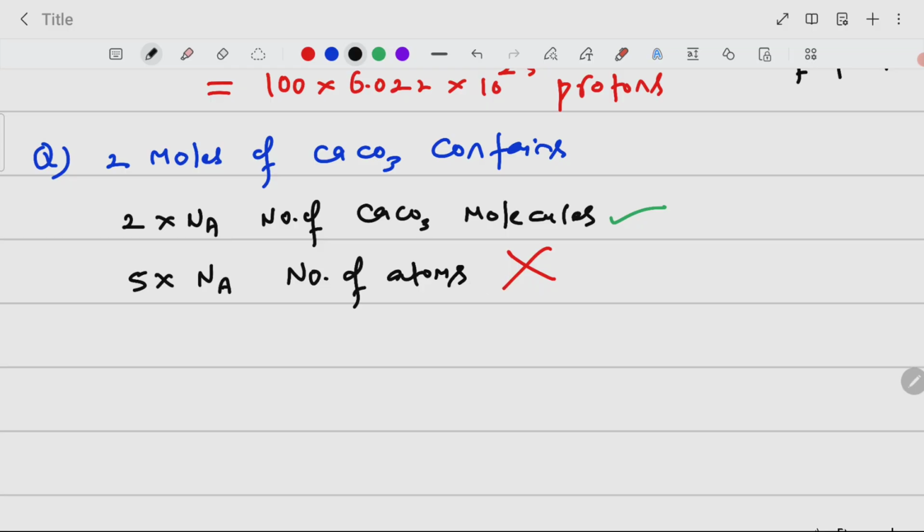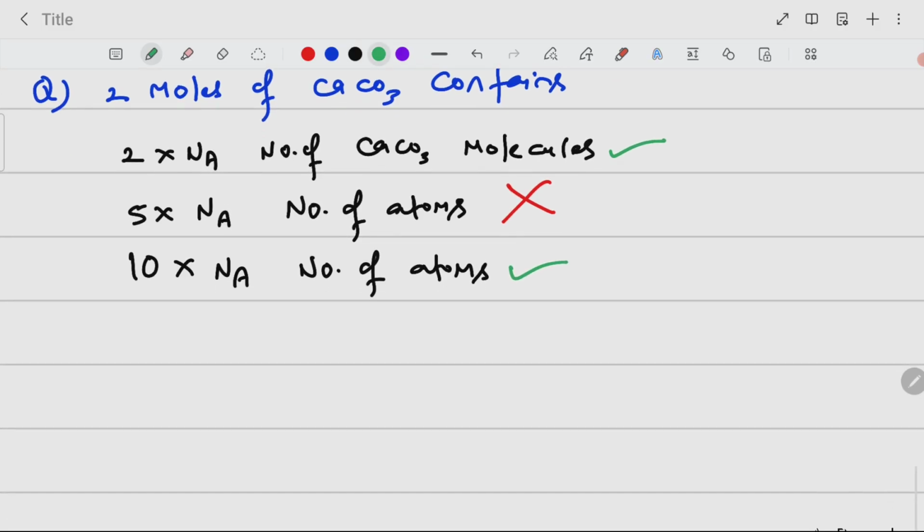For that, which is the correct statement? Here it is 10 into Na number of atoms. So here it is the correct statement. Still further, if I consider the next statement based on this, I am writing here 6 gram atoms.